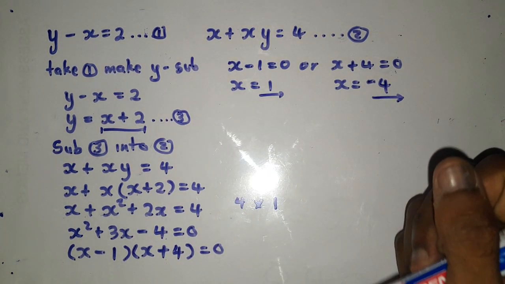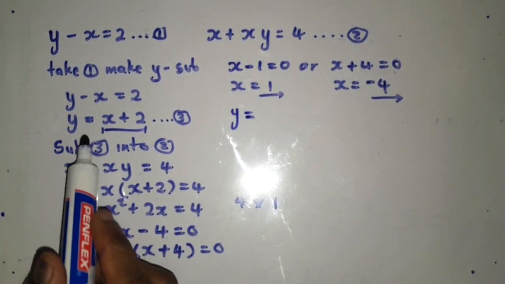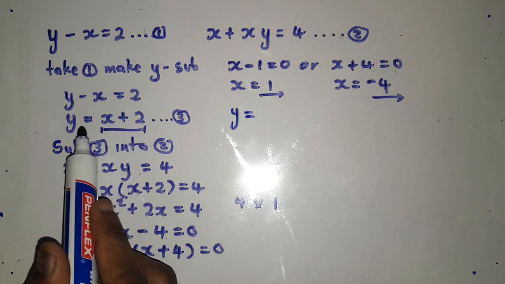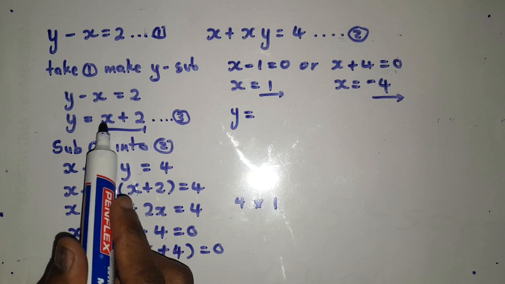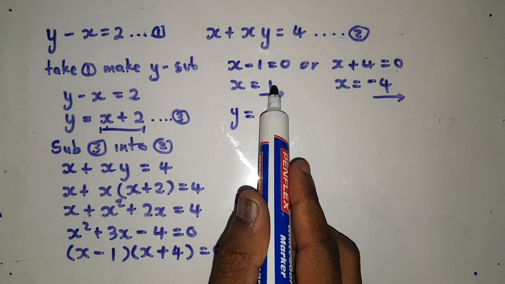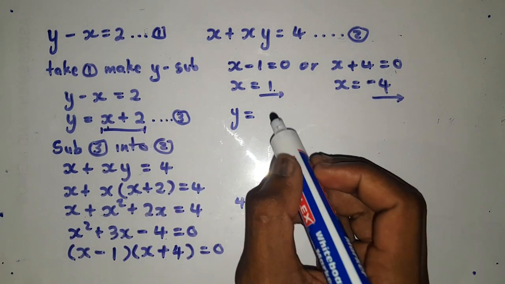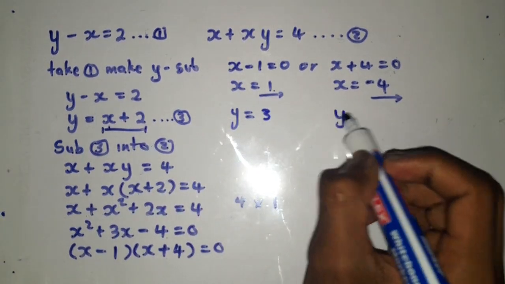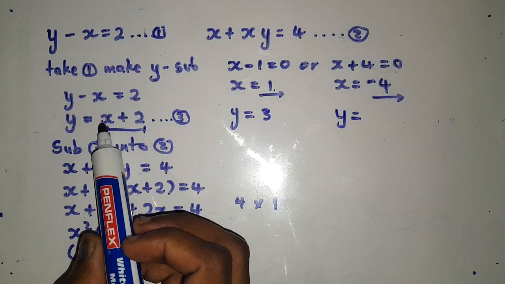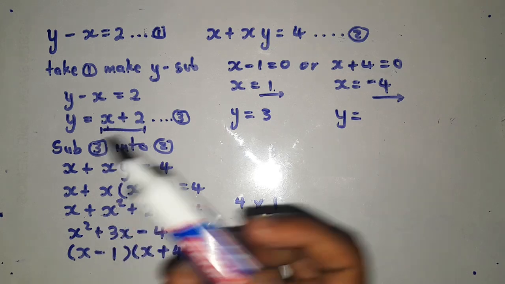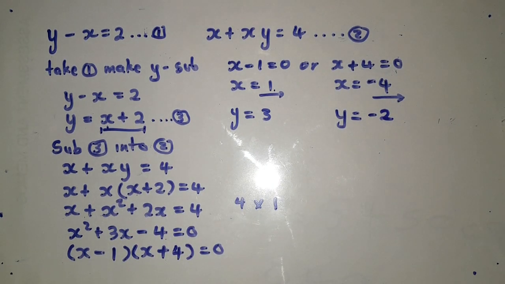For me to get the value of y, it's much simpler now. You see equation 3. It is already in the form of y is equal to x plus 2. Where you see x, you take this 1. Then I'm going to say 1 plus 2. Then we get 3. Then for this one, we are going to say minus 4 plus 2. We get minus 2. Then I'm done.